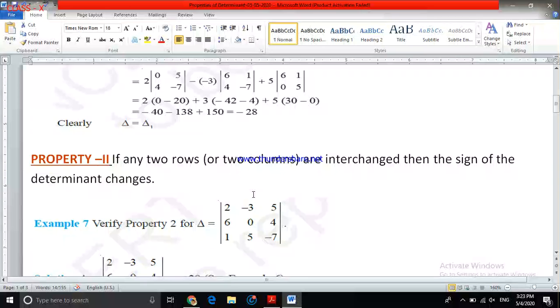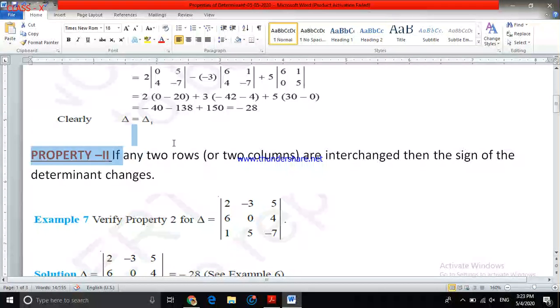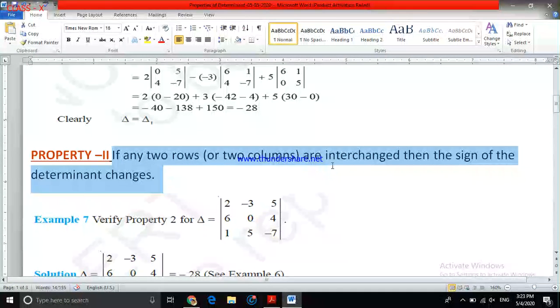Now if we go to property 2, if any two rows or two columns are interchanged, then the sign of the determinant changes. Here it explains if two rows are swapping or two columns are swapping. Any two rows; I'm not talking about one row and another column. That is not possible. We already discussed that in the elementary operations topic. So R1 is swapping with R2 or C1 is swapping with C2. If it happens, then the determinant will change its sign.